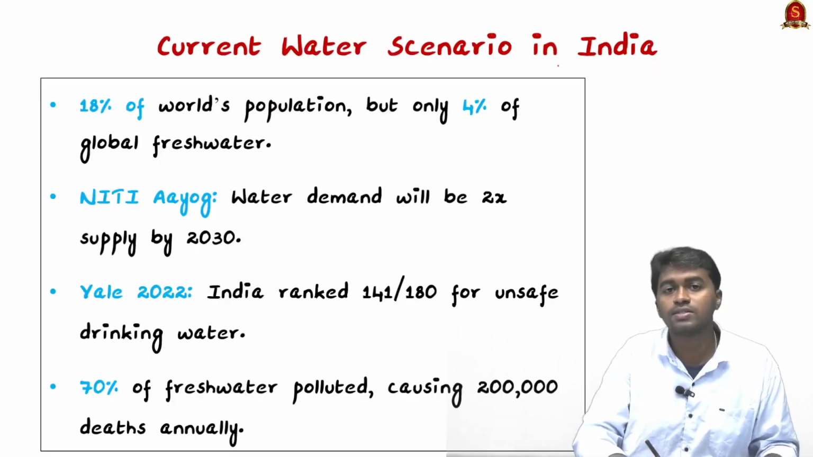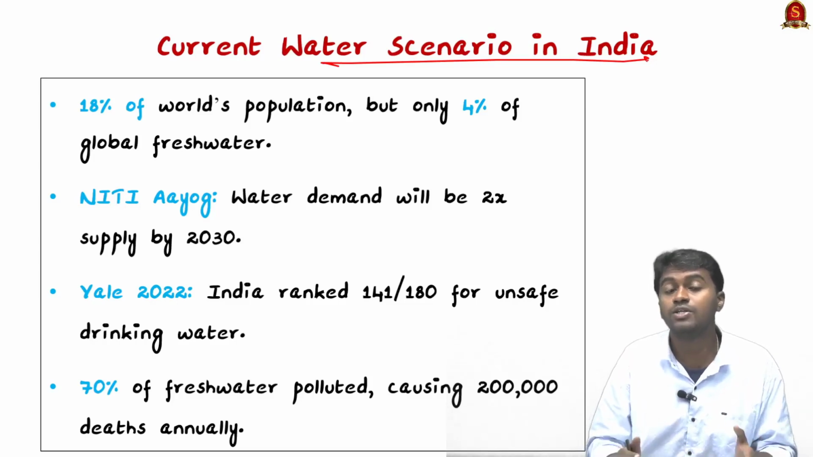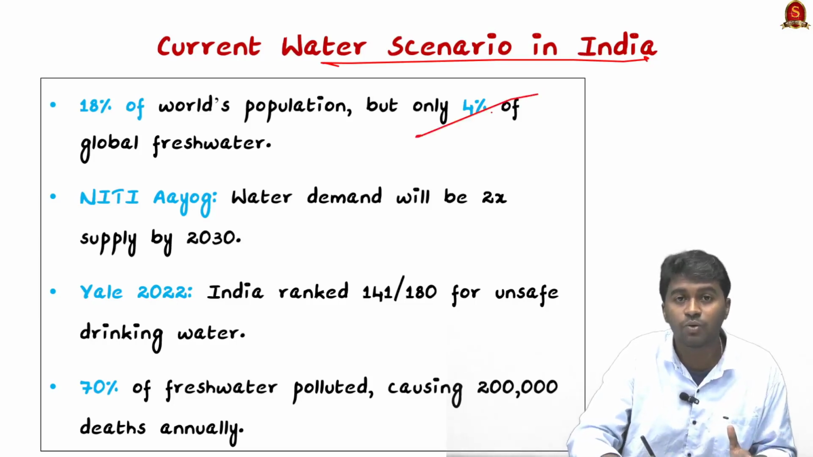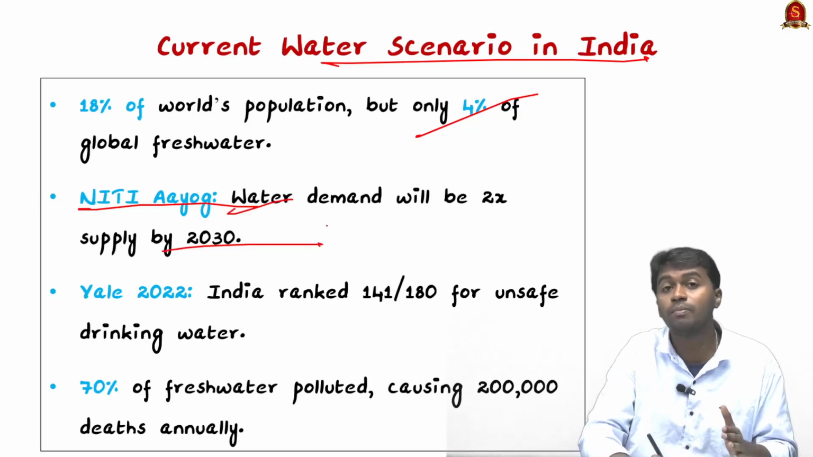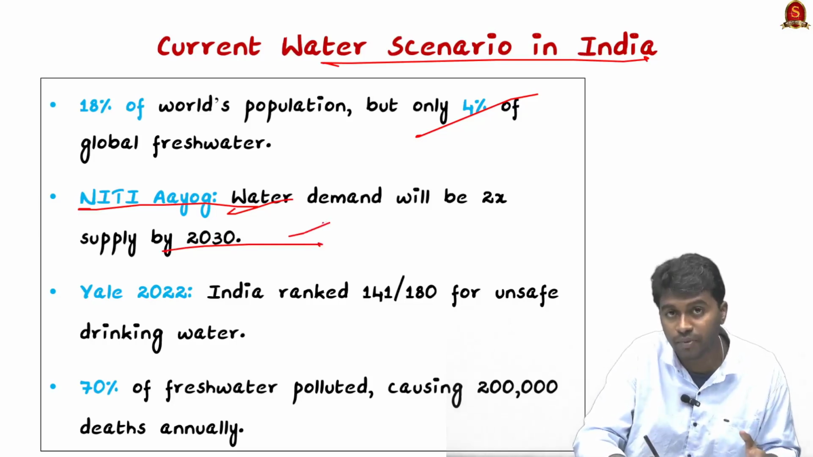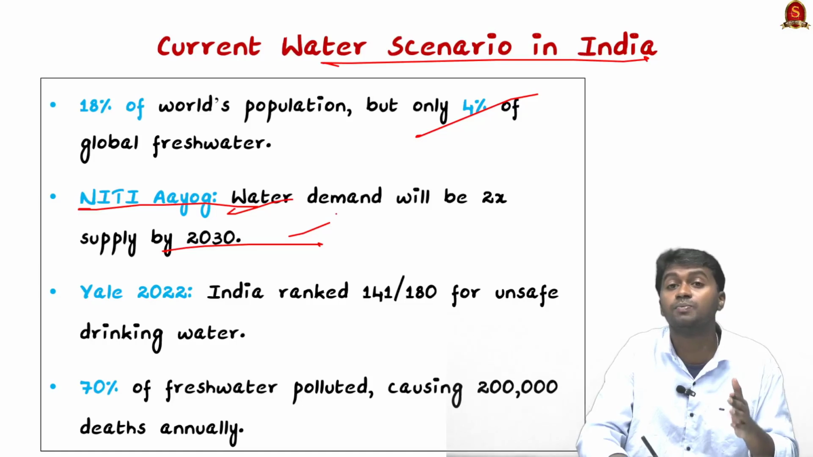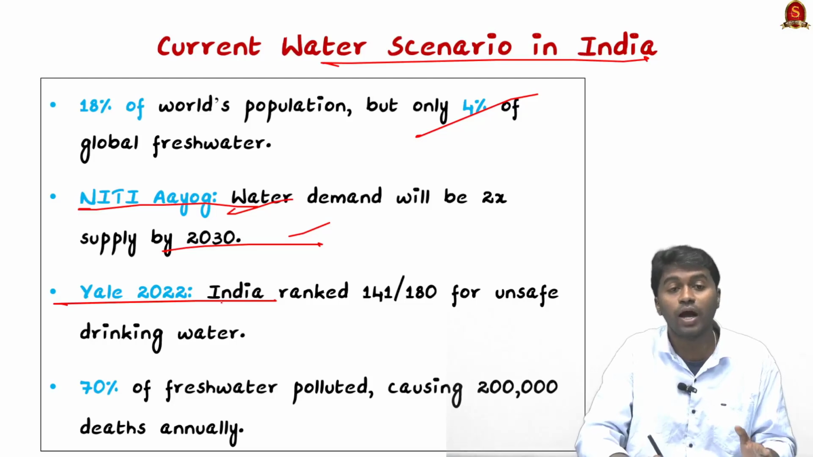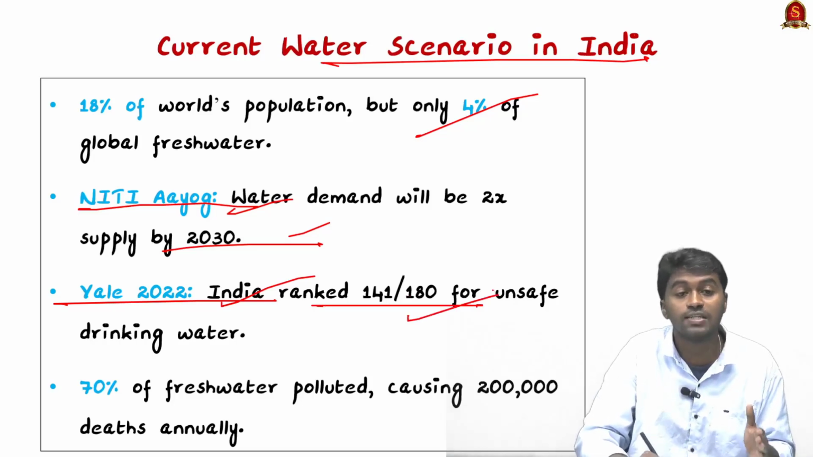So coming to the current water scenario in India, we know that India is holding around 18 to 20% of the world population, but it has only 4% of the global fresh water. So here you can see that the estimation of the Niti Aayog is saying that by 2030, the water demand will exceed 2 times the water supply, which can widen the problem of water scarcity. And this will affect a large portion of the population in India, and that can even reduce 6% of India's GDP. And another study was conducted by Yale University in 2022, and the university ranked India 141 out of 180 nations for unsafe drinking water.